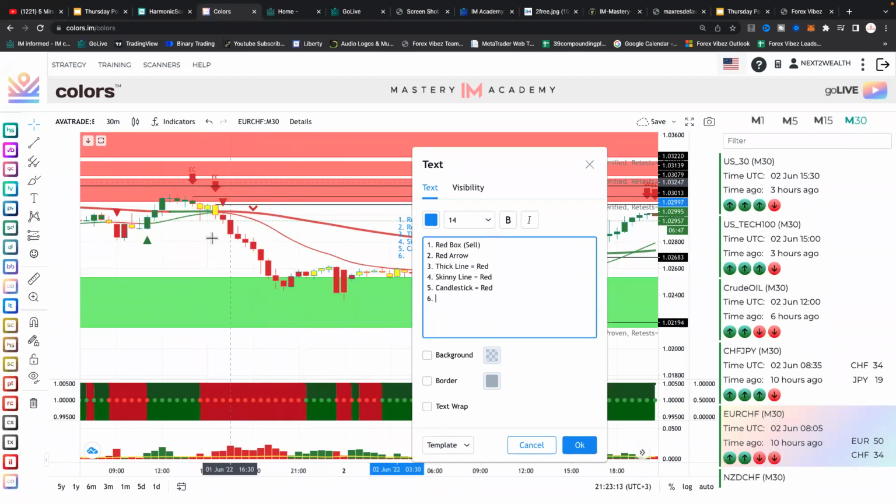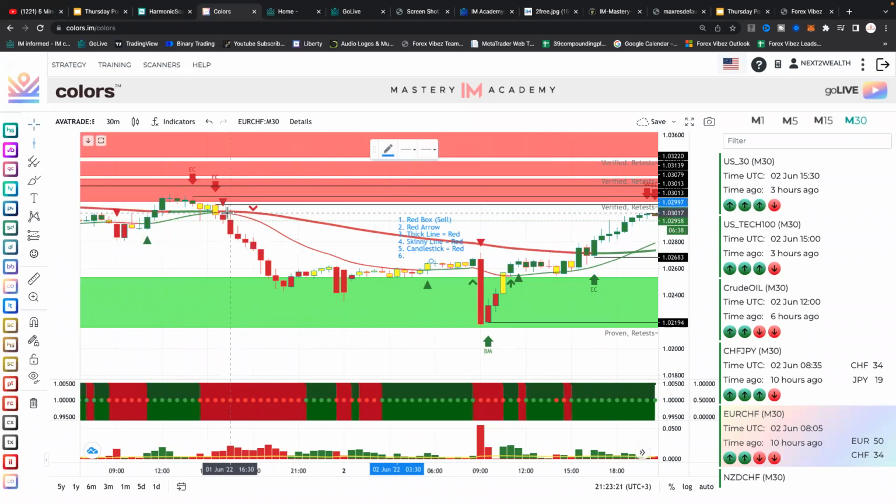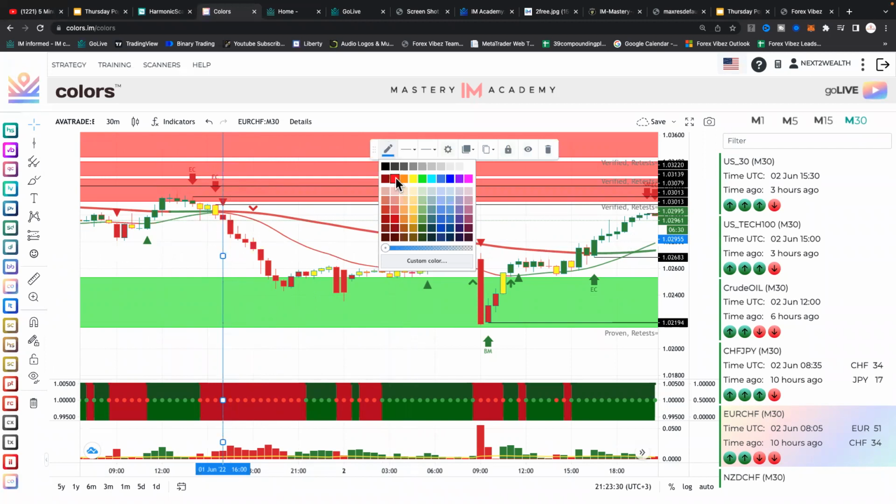Remember, we were coming out of the red box. We didn't need to worry about the green box until we were ready to look for buys. So you're going to come down a step further. Let me get you a lovely vertical line here. So we got a red arrow, thick red, skinny red, red candlestick. And drop a line here. Make that red because I want to match everything up.